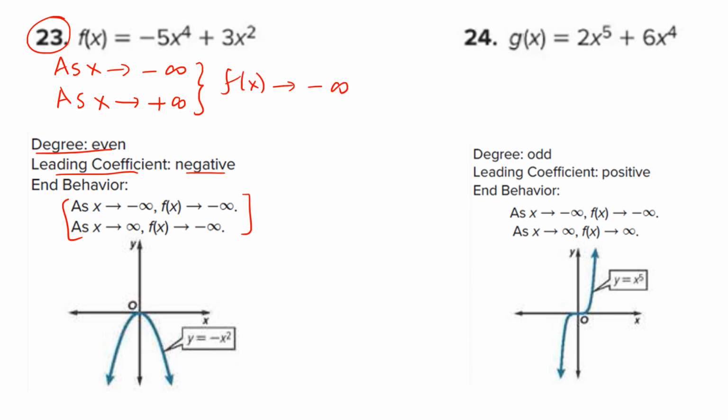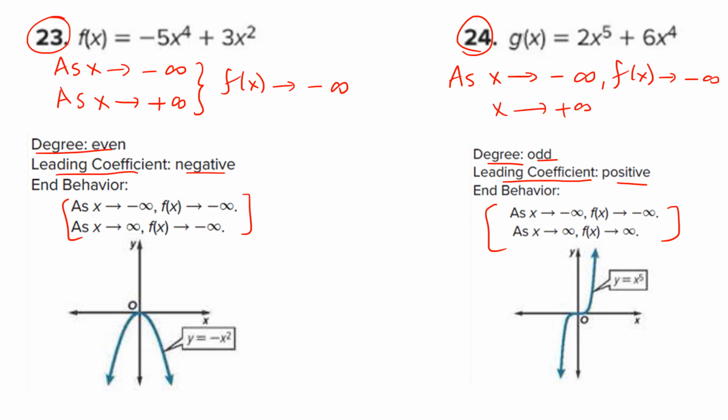Okay. For question 24, since the degree is odd and the leading coefficient is positive, this is the end behavior. So the final answer will be as x goes to minus infinity, f(x) tends to minus infinity, and when x goes to plus infinity, f(x) goes to plus infinity. Let's check the answer for the other 2 questions also.